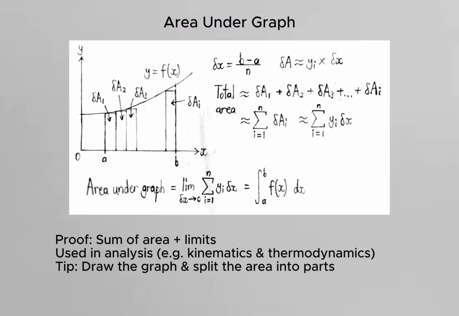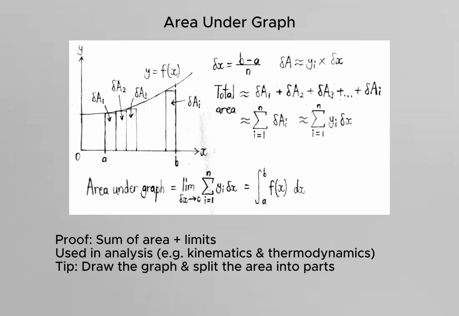Let's look at area under graph. As explained earlier, a definite integral will give us the net area, and to get the proof, you can see at the top the sum of area plus the limits, and you work it out. Eventually you get the formula for area under graph, and you show that this is the definite integral as explained earlier. This is used in analysis such as kinematics and thermodynamics.